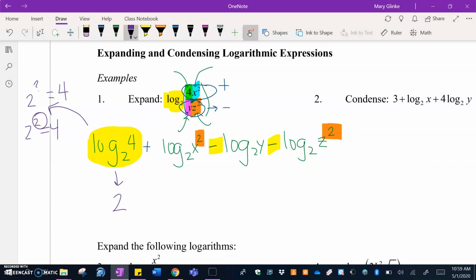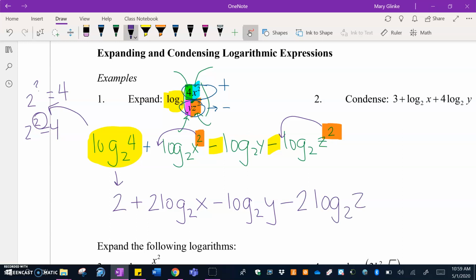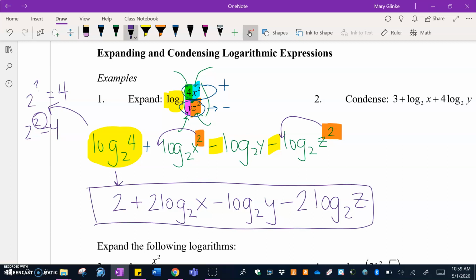My next term, I said there's something to simplify here because we still have that exponent. So the exponent, as a reminder, is going to come out in front and be written as multiplication. So this is 2 log base 2 of x. The next one here, minus log base 2 of y. Nothing simplifies. And then the last one, this 2 also comes out in front. So it's minus 2 log base 2 of z. This is the expanded form of my initial problem there.